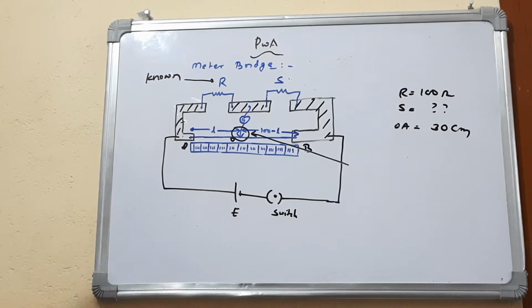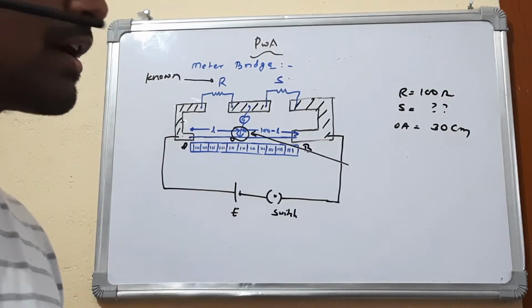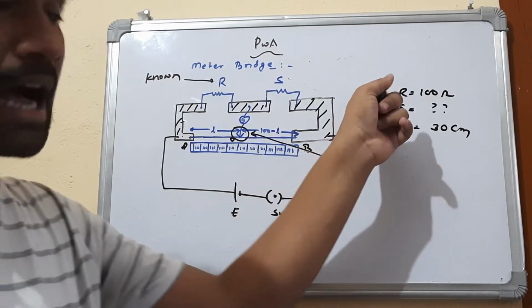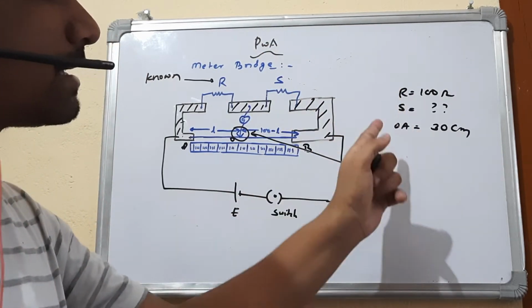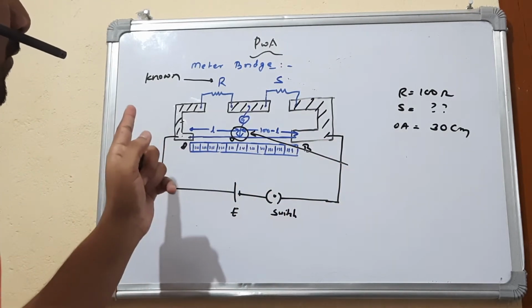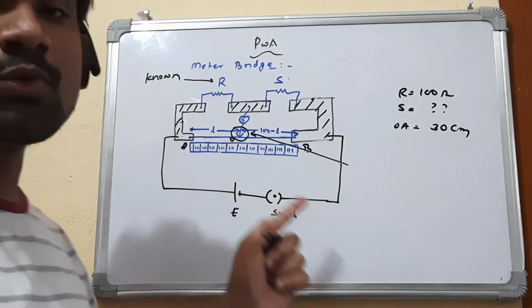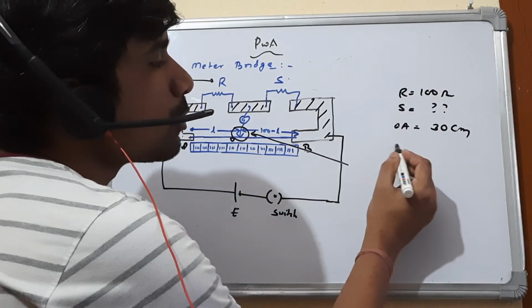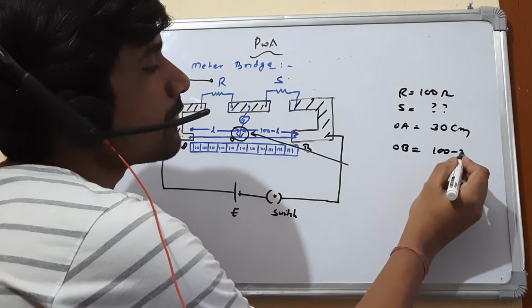So these are the only given parameters to us. What are the given parameters? One is the known resistance, which is R, and the balanced point, which is the distance between A and O. O is the null point. So OA is 30. OB will be what? OB will be 100 minus 30. I can easily find, which is 70.